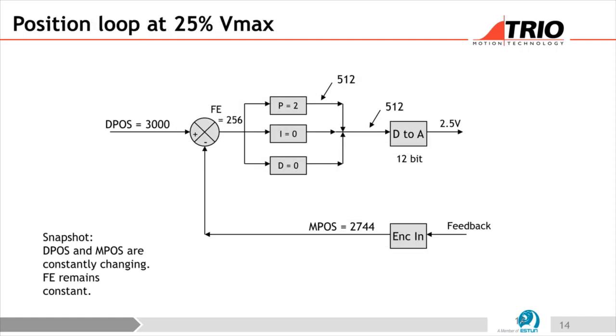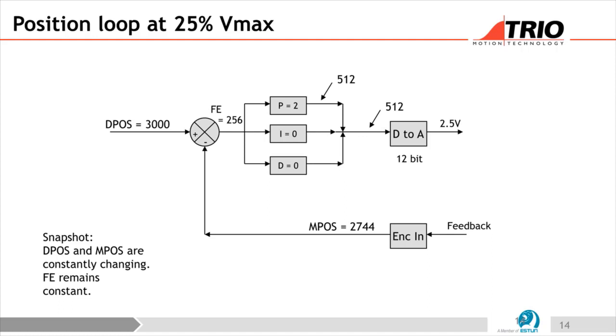And in order to make that have 2.5 volts there, I need a value here of 512, because that's a quarter of a 12-bit signed value. 2047 is the 10 volt value, 512 is the 2.5 volt value. And in order to have that here, I have to have it coming out of my P gain. In order for that to happen, I have to have a following error. The whole thing just logically works backwards.